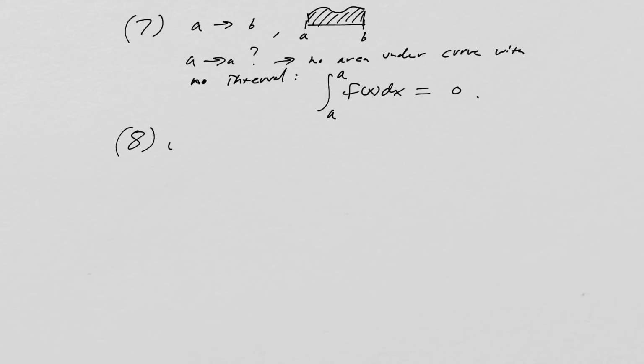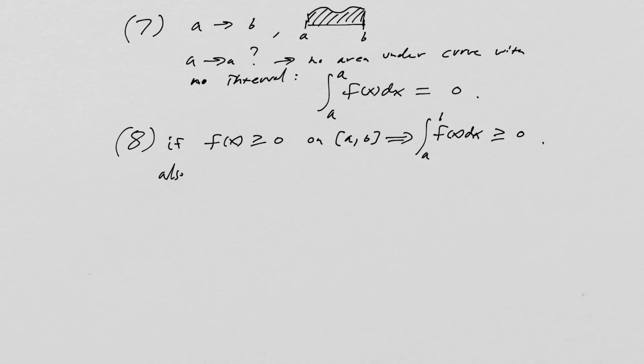All right, so the next thing I want to talk about is number 8, our next fact of integrals. And this, again, goes into the notion of sign. If f of x is greater than or equal to 0 on a to b, then the integral from a to b of f of x dx is going to be greater than or equal to 0 as well.